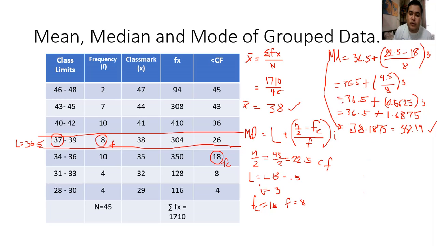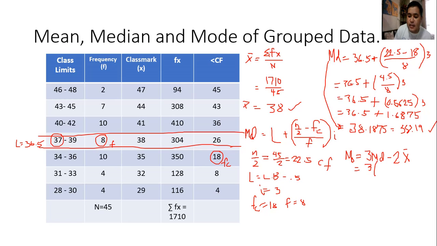So you have now your mean, then you have your median. What about the mode? So I'll just give you an easier formula for your mode. So your mode is 3 times the median minus 2 mean. So if you happen to compute for the median and you happen to compute for the mean, it is easier for you to find the mode.